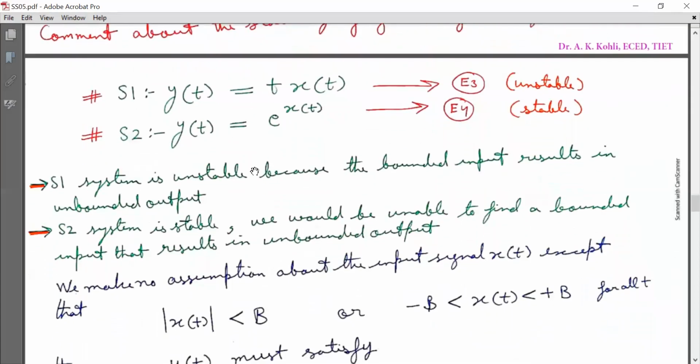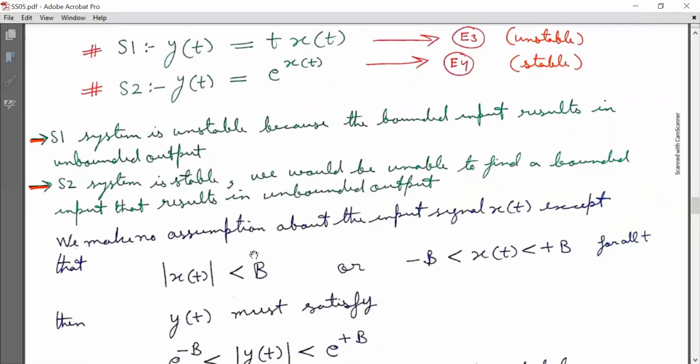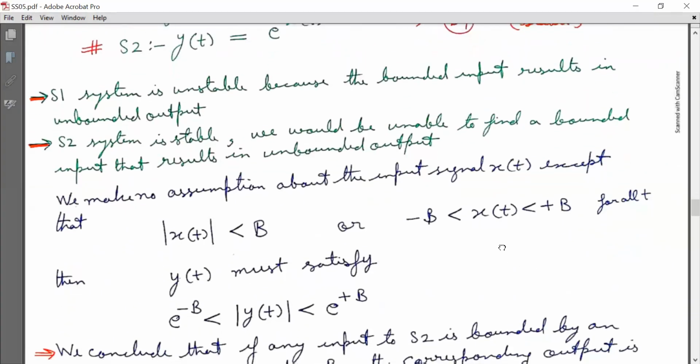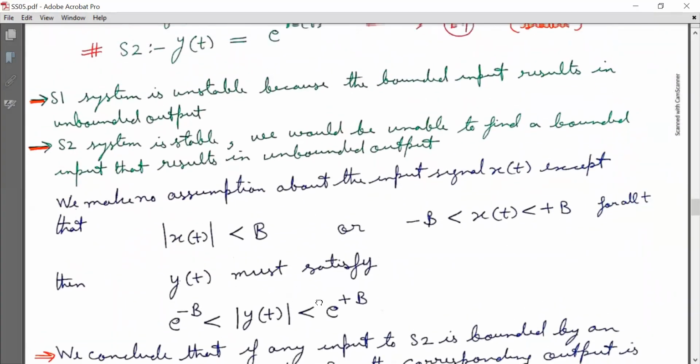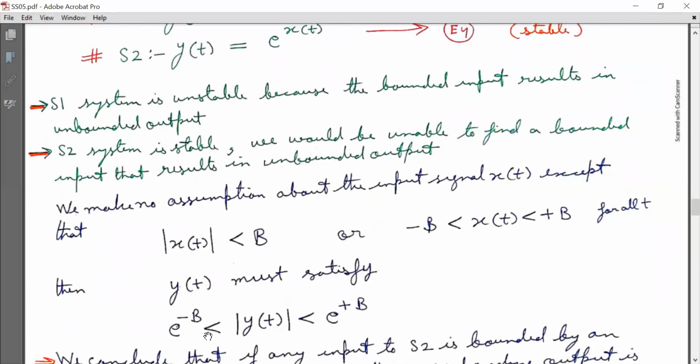So this makes the system unstable. Now S2 system is stable because we would be unable to find a bounded input that results in unbounded output in case of system S2. We make no assumption about the input signal xt except that magnitude xt is less than b, or xt is lying in the range minus b to b for all t. Now yt must satisfy e raised to power minus b is less than magnitude yt, which is less than e raised to power b.